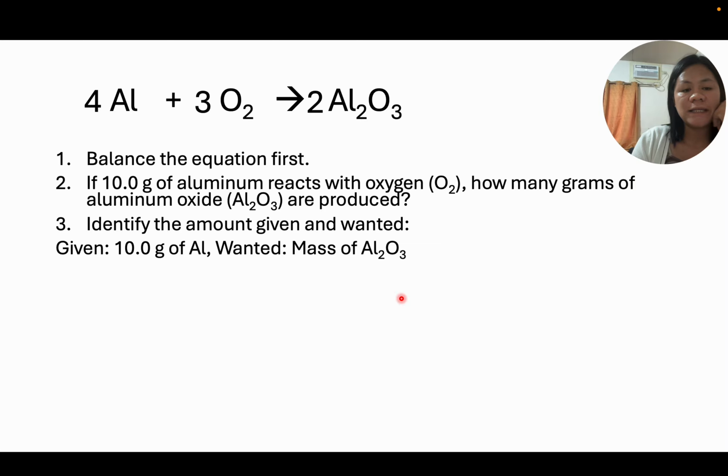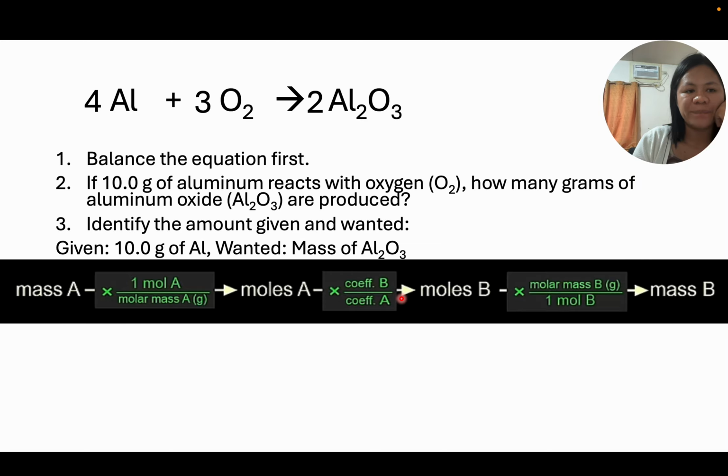So take note, this is our formula. Mass A multiplied to 1 mole of A over molar mass, and then the coefficients, B over A, and then the molar mass of B over 1 mole of B in order for us to get the mass of B. So previously, in the previous slide, doon na tayo sa diretso na, hindi na tayo doon sa step by step. But still, we're gonna deal with step by step pa rin.